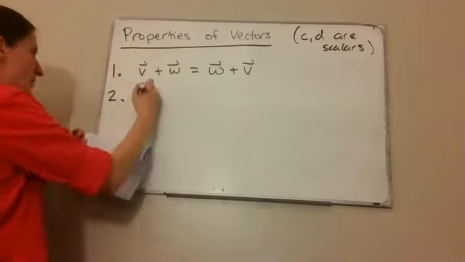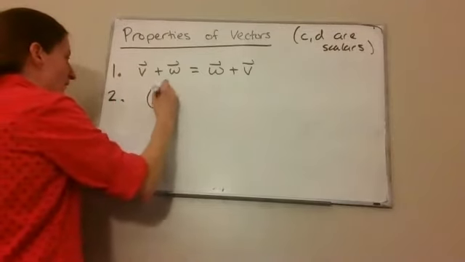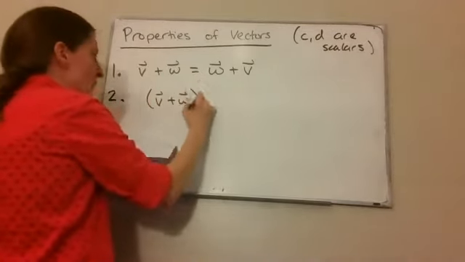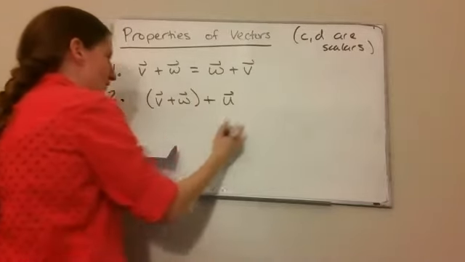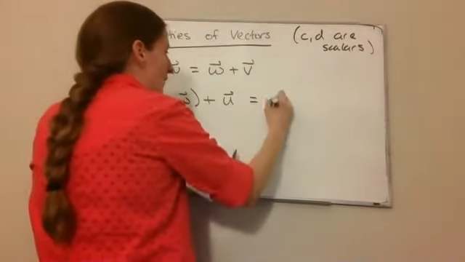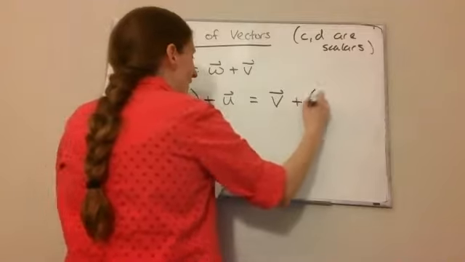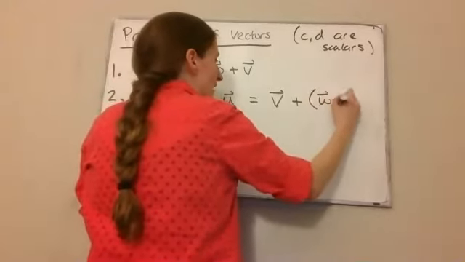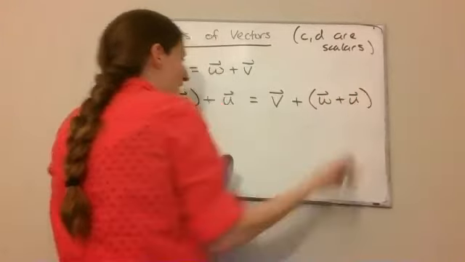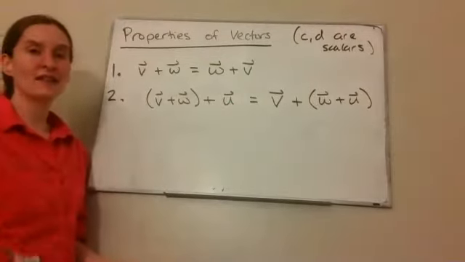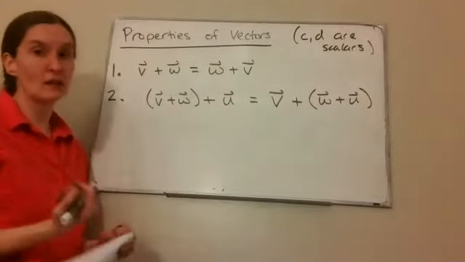Property 2, vector V plus vector W, plus vector U, is the same thing as vector V plus vector W plus vector U in parentheses. This says that our addition is associative.